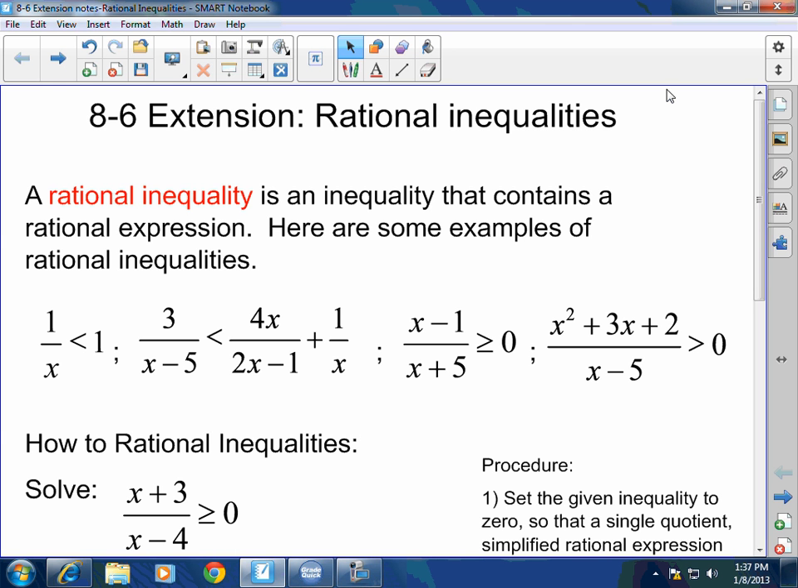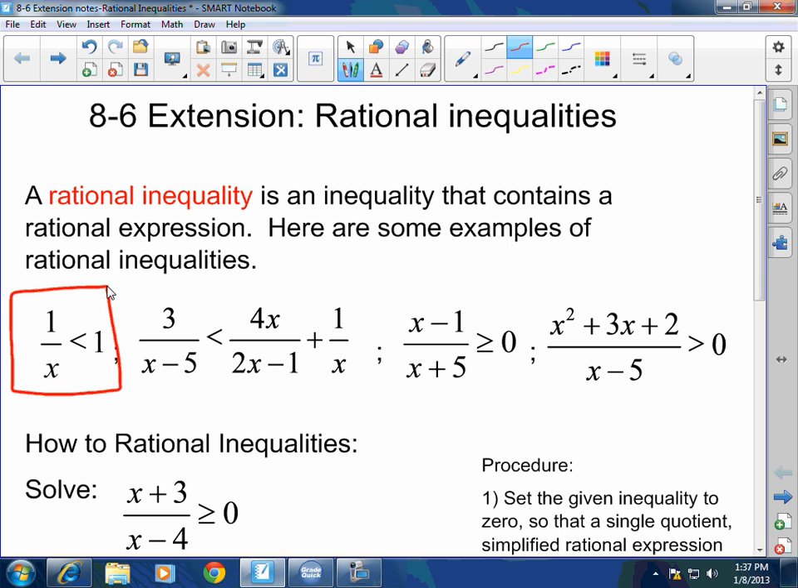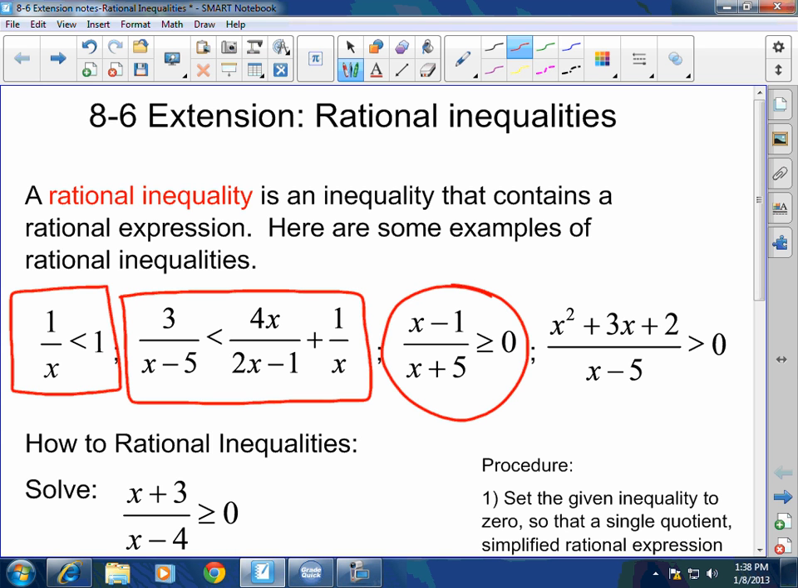A rational inequality is an inequality that contains a rational expression. That's pretty simple. Here are some examples of rational inequalities. All of these guys are rational inequalities. Remember, it's a rational expression if there's a variable or polynomial in the denominator. Okay, that's what makes it rational. It's an inequality where you're going to have one rational expression. Okay? Does that make sense so far, guys?